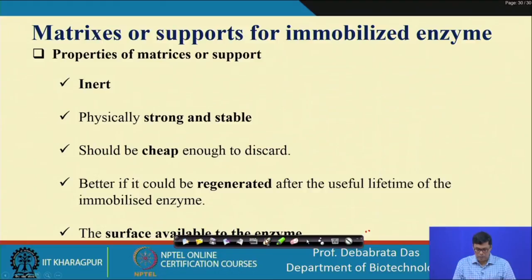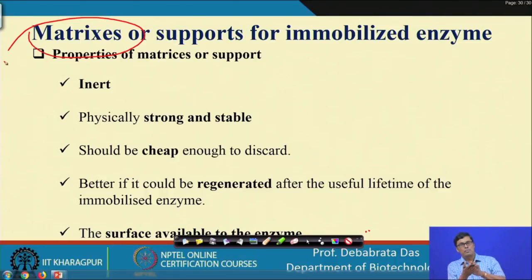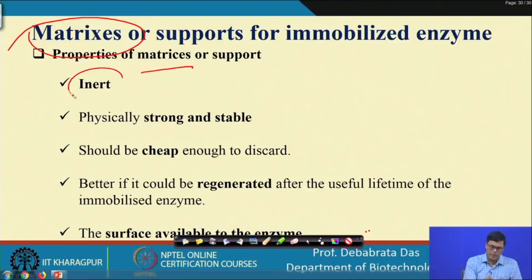Now, one important concern that we have with the immobilized enzyme is the solid matrix. This solid matrix or support matrix, where the enzyme resides or sticks on the surface, has characteristics that play a very important role. Now, what should be the properties of the solid matrix? It should be inert, because it should not react with the protein molecules. Then it should be strong and stable, because whenever we immobilize the enzyme on the solid matrix, the solid matrix is an insoluble mass, even though your enzyme might be soluble.